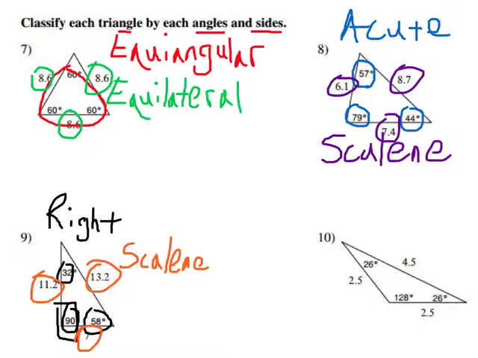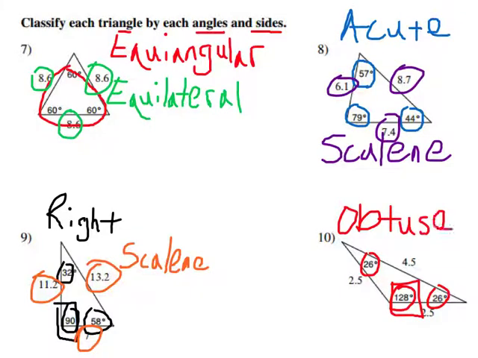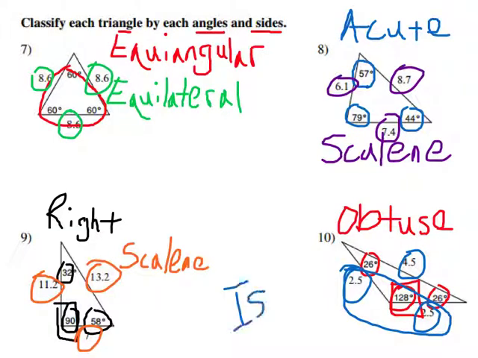We'll go with red again. Alright, so let's look at the angles. We've got 26 and 128. This 128 right here, since it's obtuse, means this is an obtuse triangle. Alright, now let's look at the sides. We've got 2.5, 2.5, and 4.5. I have two congruent sides, so that means this is isosceles.